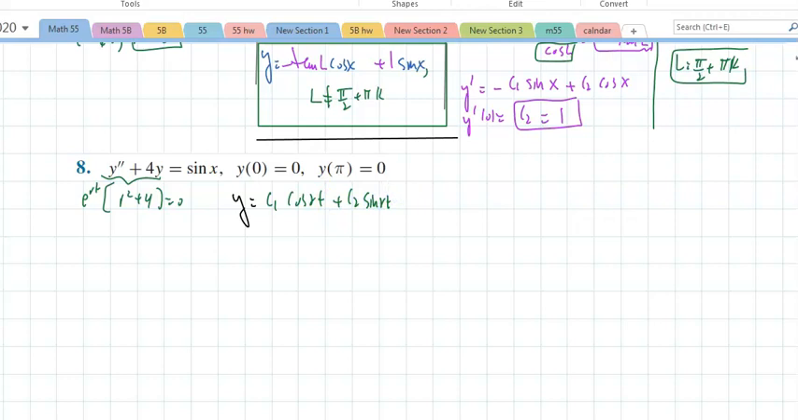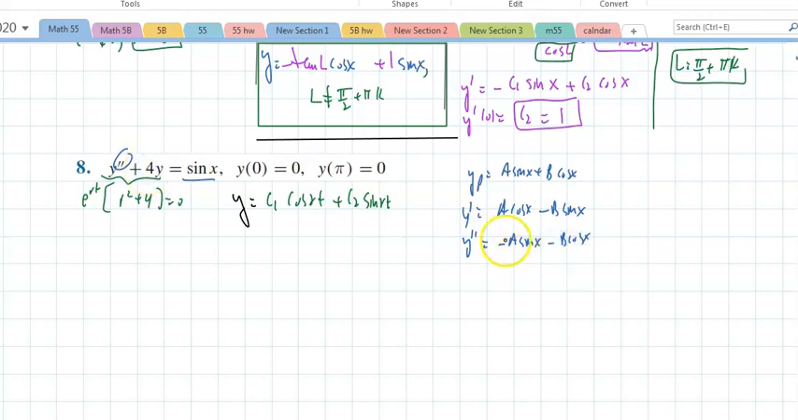And since that's not part of the sine, I could go ahead and figure out the particular solution, and I could say the particular is a the sine of x plus b the cosine of x, and I need two derivatives. y prime is a the cosine of x minus b the sine of x, and y double prime is negative a the sine of x minus b the cosine of x.